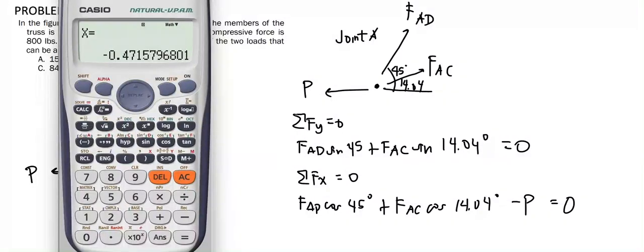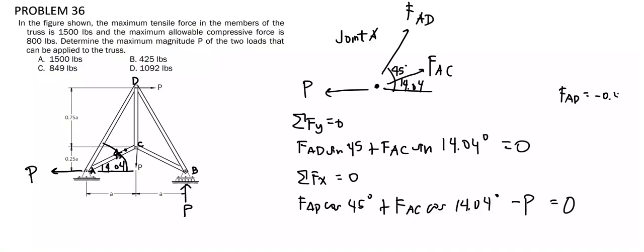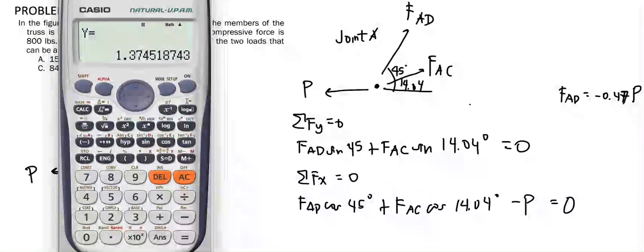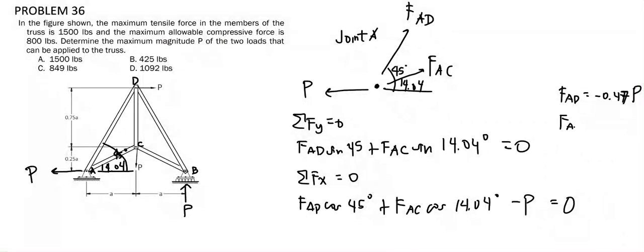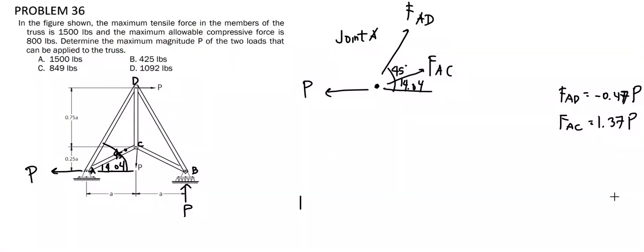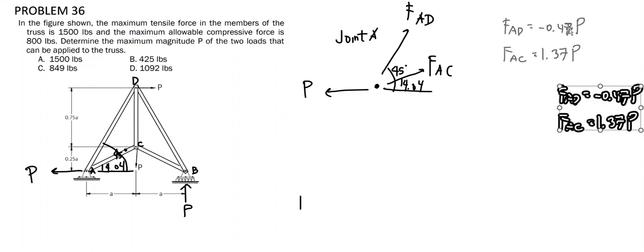So we have force AD equal to negative 0.47 times P. Since we consider P to be a unit load, we plug P back in so we can represent force AD in terms of P. And then we have force AC equal to 1.37 times P. And since AD is negative, it must be in compression.